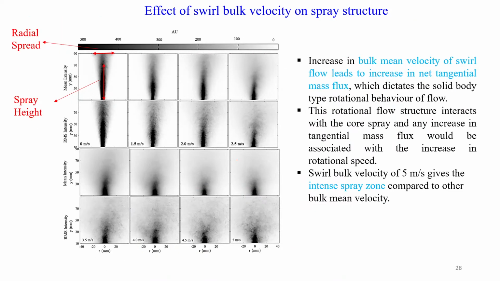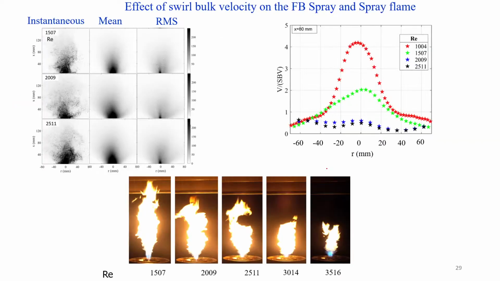So these are the important conclusions. Increasing the bulk mean velocity of swirl flow leads to an increase in the tangential mass flow, which increases the radial spread of the spray. The rotational flow structures interact with the core spray, and any increase in tangential mass flux is associated with increasing rotational speed. As swirl bulk velocity increases, the spray spreads, as we can see here.